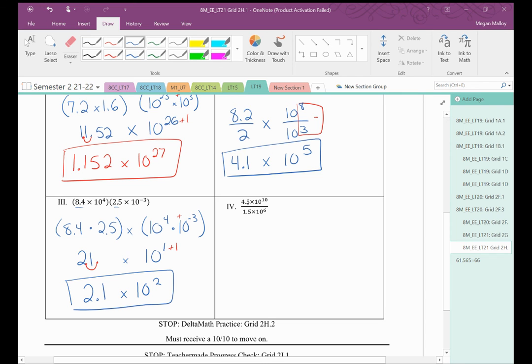For my last example, I have a division problem. So I'm first going to divide my significant digits. 4.5 divided by 1.5, and 4.5 divided by 1.5 is equal to 3. And then I'm going to simplify my common base of 10 by using my quotient rule. So 10 minus 6, 10 minus 6 is 4. So I would get 3 times 10 to the 4th as my solution to this division problem with scientific notation.